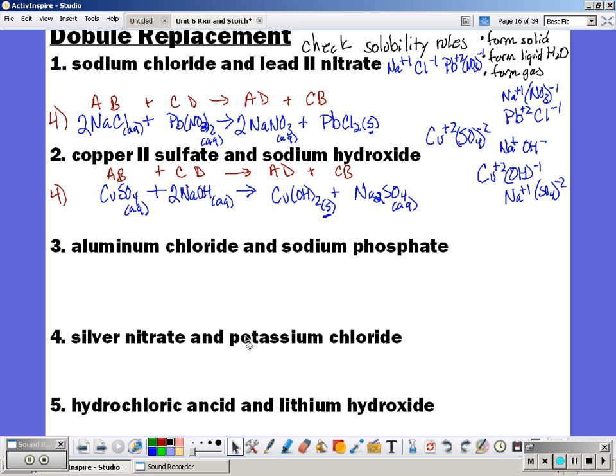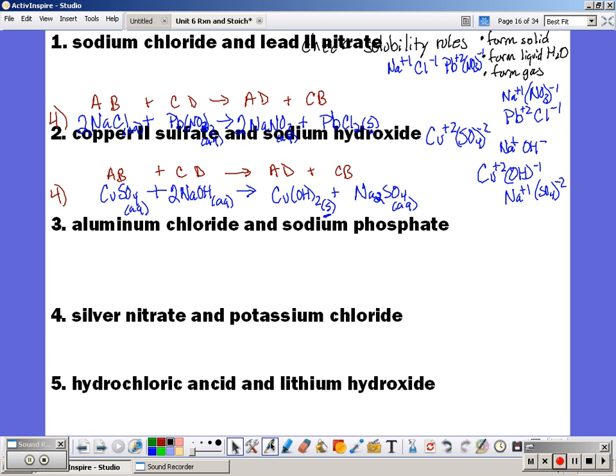Aluminum chloride. Aluminum is Al plus 3. Chloride is Cl minus 1. So that gives me AlCl3. And is my plus. Sodium, Na plus 1. Phosphate, PO4 minus 3. I cross my charges, Na3PO4.